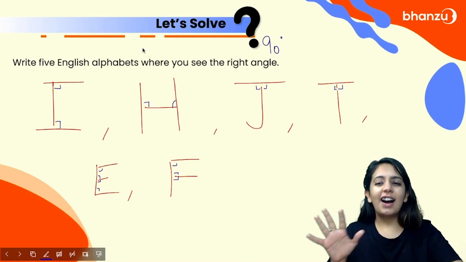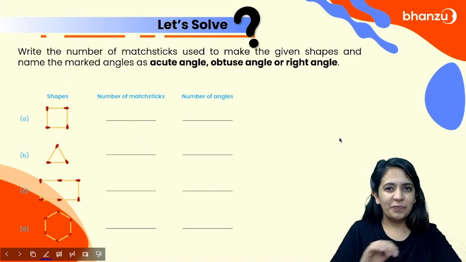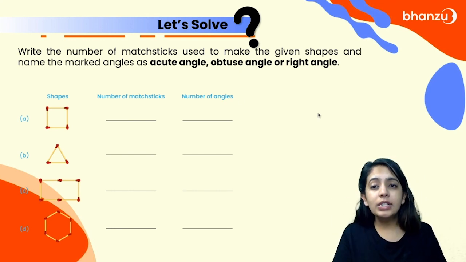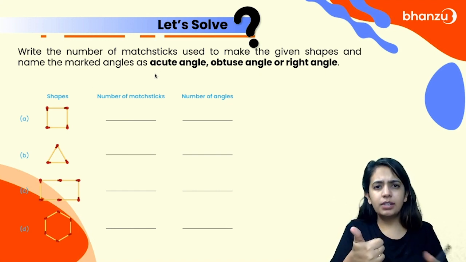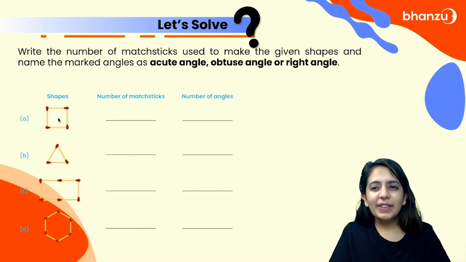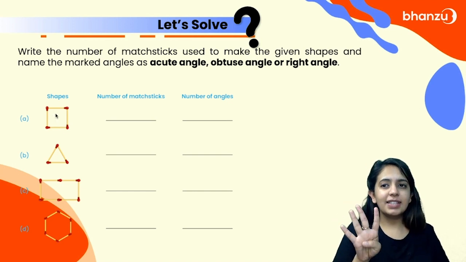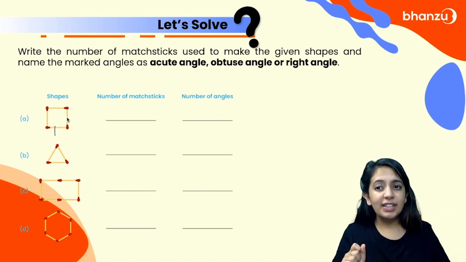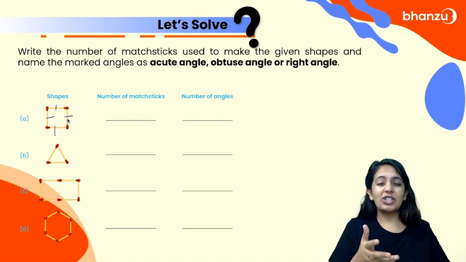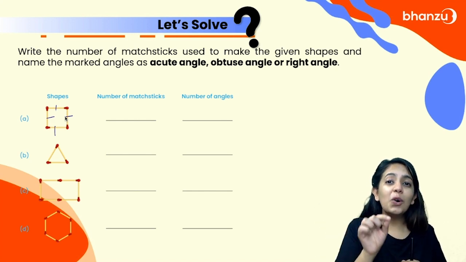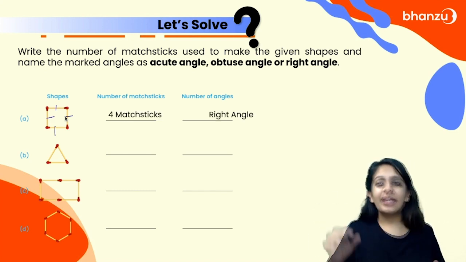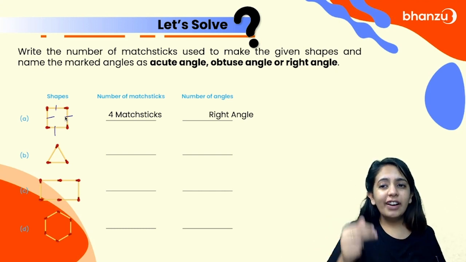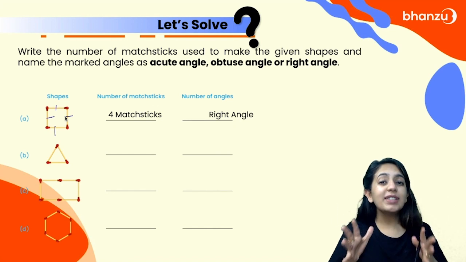Moving on to the last question, and the question is over here. Write the number of matchsticks used to make the given shapes and also name the marked angles as acute angle, obtuse angle or right angle. So here this shape has 4 sides and all these 4 sides are made up of same sized matchsticks, meaning all the sides are equal. So what do we call such a closed shape which has all the 4 sides equal? Call it a square and the angle made in it is a right angle. Okay, now the first question we have done. Figure out the rest of the 3 questions by yourself by pausing this video.